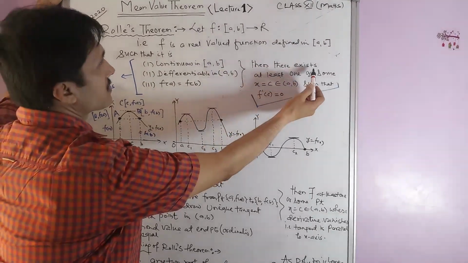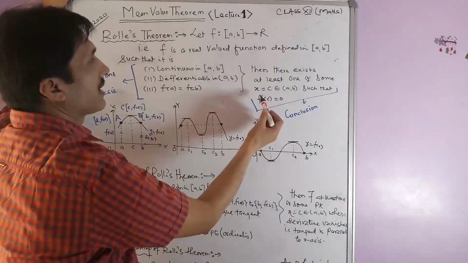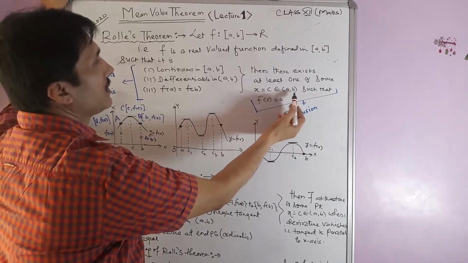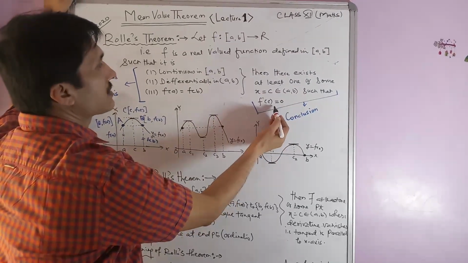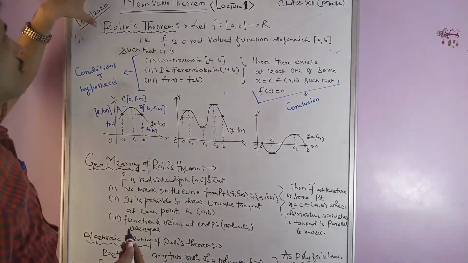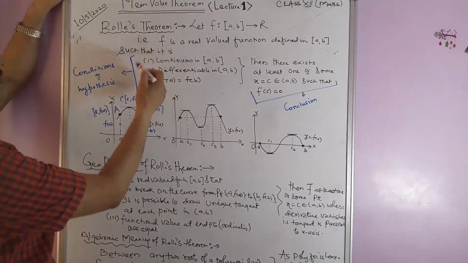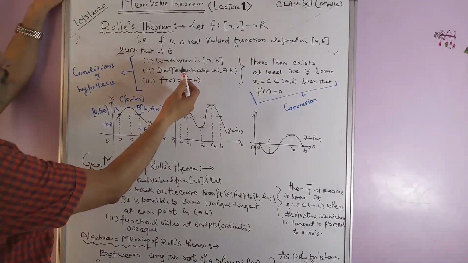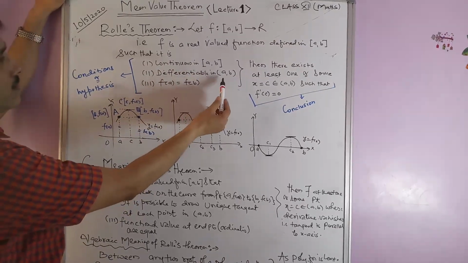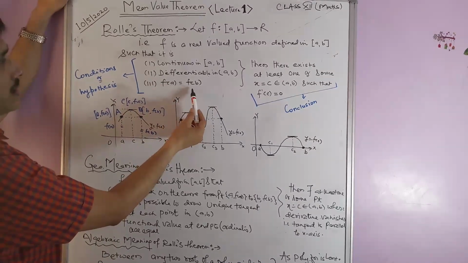Then there exists at least one x equal to c belonging to the open interval (a, b) such that f dash c equal to 0. Here, Rolle's theorem is stated in two parts. First part is the condition or hypothesis of Rolle's theorem: continuous in the closed interval, differentiable in the open interval, and functional values at end points a and b are equal.